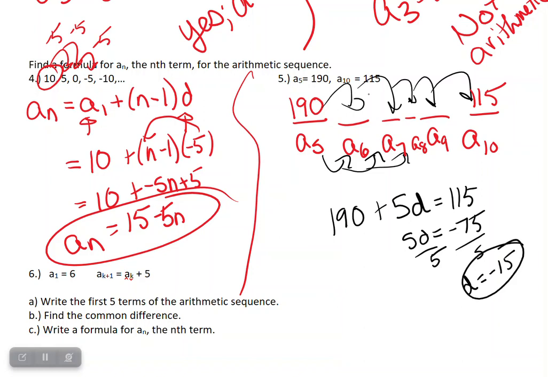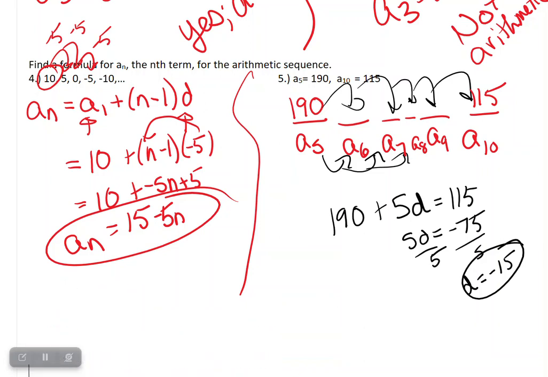Really what we could do is subtract and then divide. That's really what this is, to find the common difference. Once I find the common difference, there are multiple steps to this one. Then I want to find a sub 1.